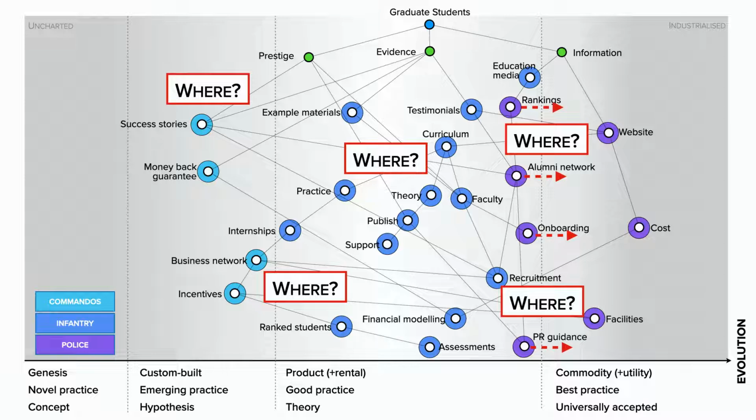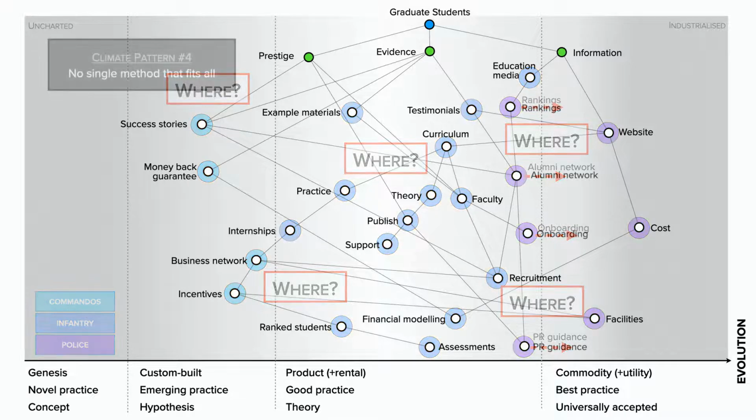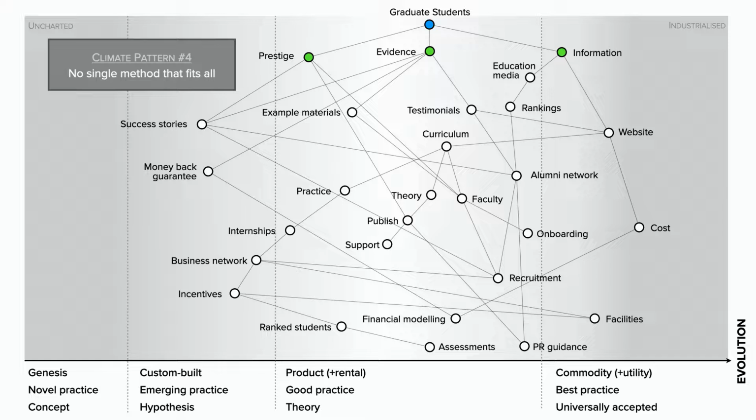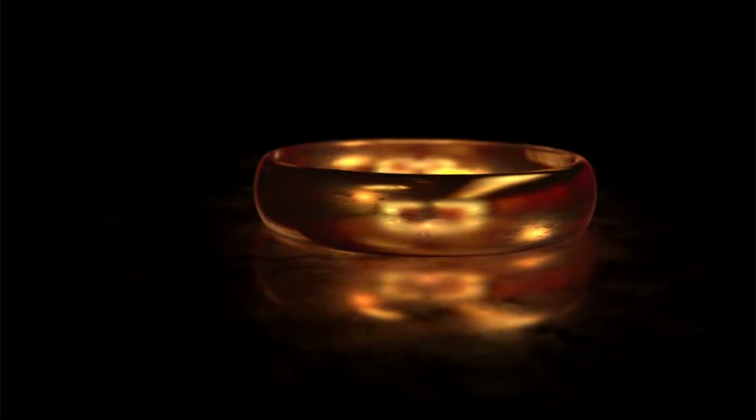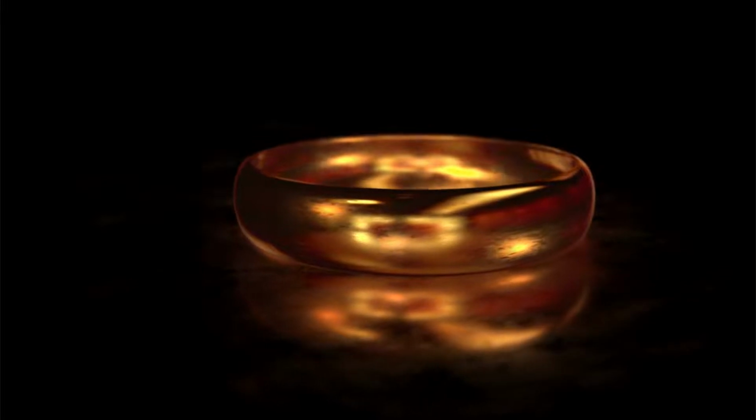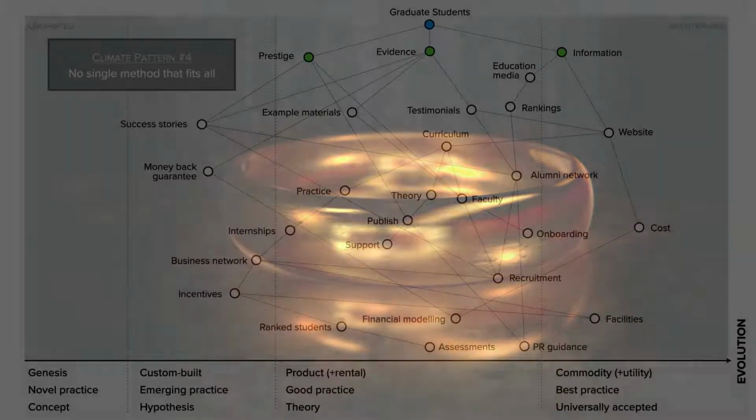And this brings us to our fourth climate pattern. In the same way that you need different types of people for different components in different stages of evolution, those people are also going to need different methods as well. Because, despite what you might read in the business press or hear from your friendly local management consultant, there is no one business method ring to rule them all.